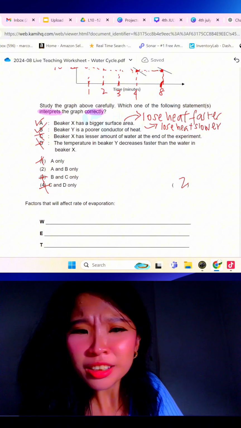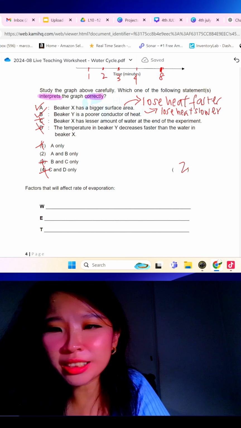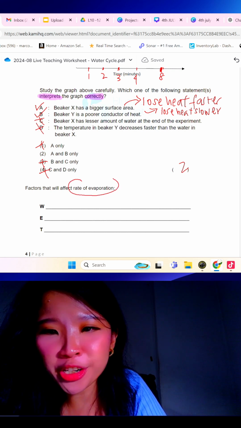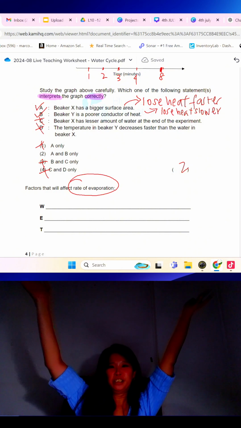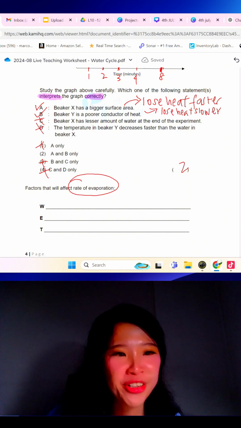Okay, factors affect the rate of evaporation. Can you tell me the 3 factors that affect rate of evaporation?